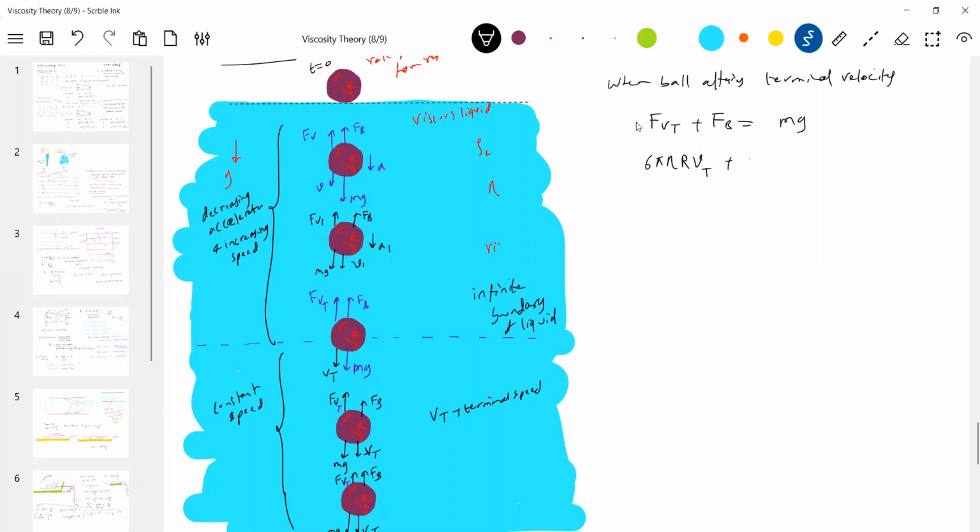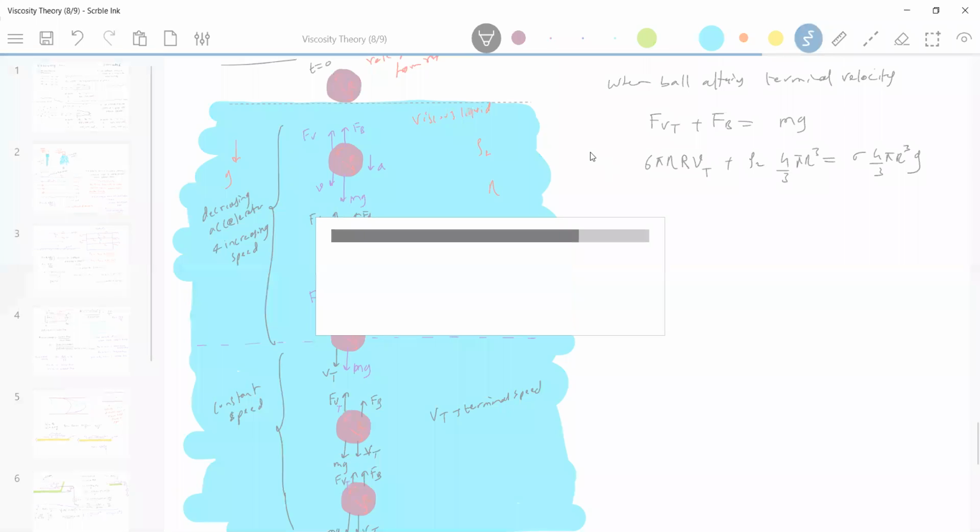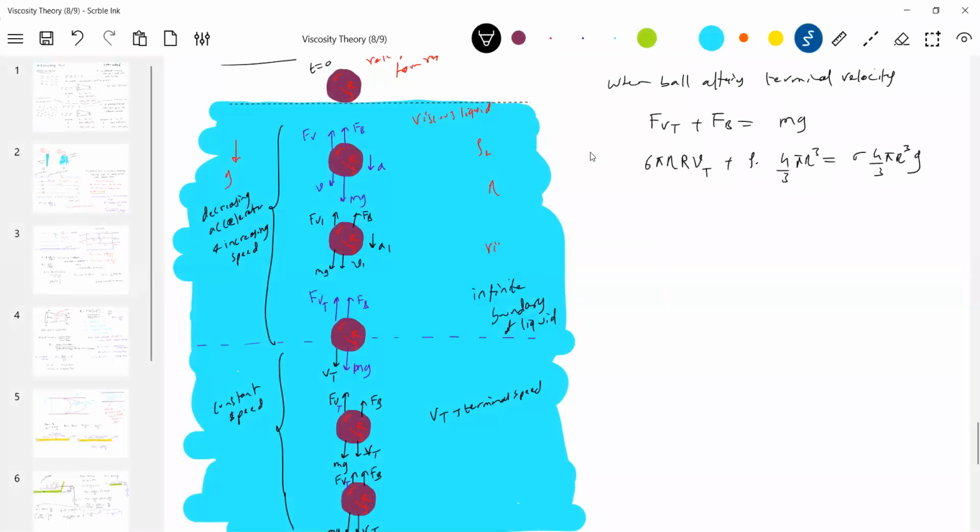We know the buoyant force: what is the density of the liquid? Rho L into 4 by 3 pi r cube. What is the mass? Sigma into 4 by 3 pi r cube. Just accept it at your level. You can't say, sir, derive everything. For that you should know very good mathematics. If it were required, we would have taught it. Don't bother about all those things. Okay, there's a rho L.